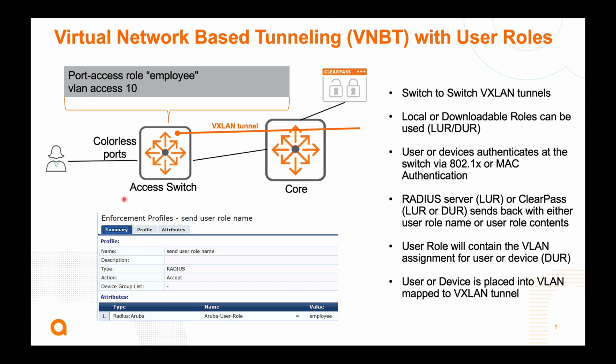In this example, I have a user that's authenticated at this switch, and he's assigned to VLAN 10. Once he's assigned, he can be placed into the VXLAN tunnel and sent towards the egress VXLAN device. So that user or device is placed automatically into the VLAN that's mapped to the VXLAN tunnel.